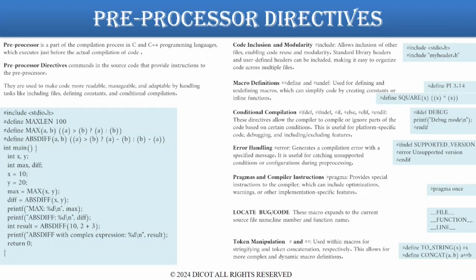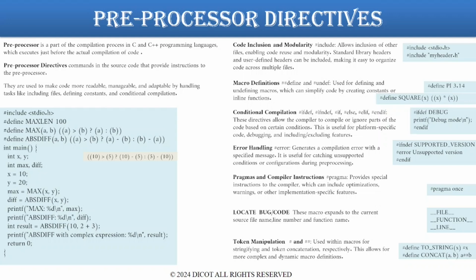Now let's see the macro expansion of a more complex expression. In this case, we are using the ABSDIFF macro to find the absolute difference of 10 and 2 plus 3. This will be expanded to 10 greater than (2 plus 3). If 10 greater than (2 plus 3) is true, it expands to 10 minus (2 plus 3).